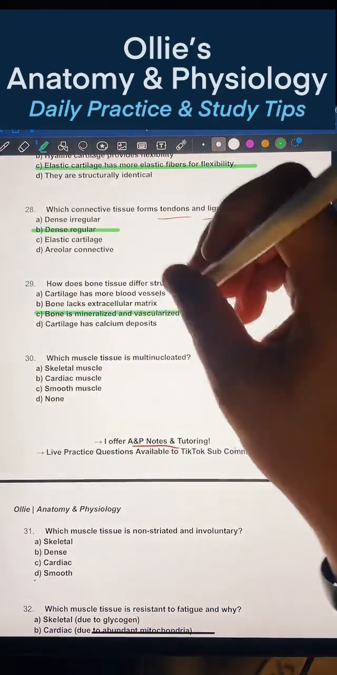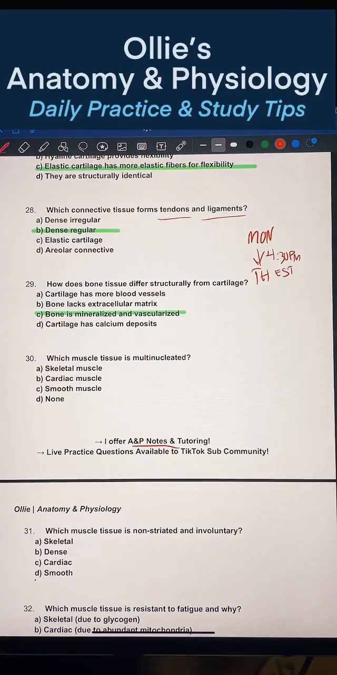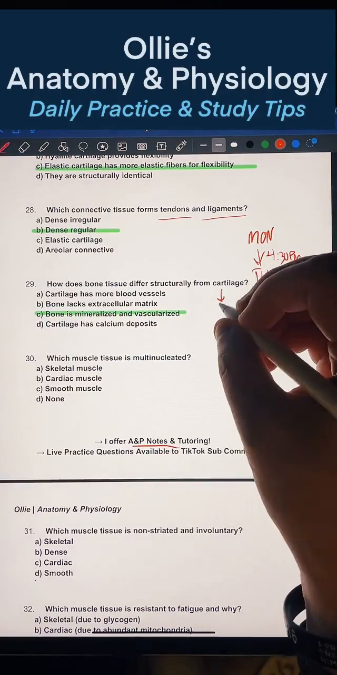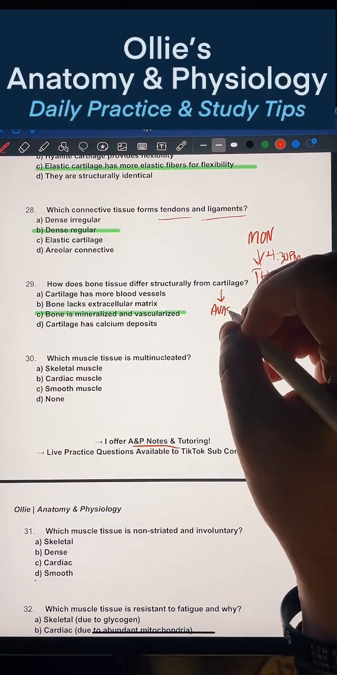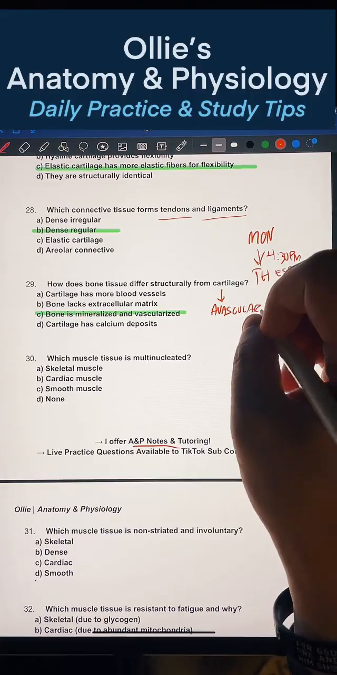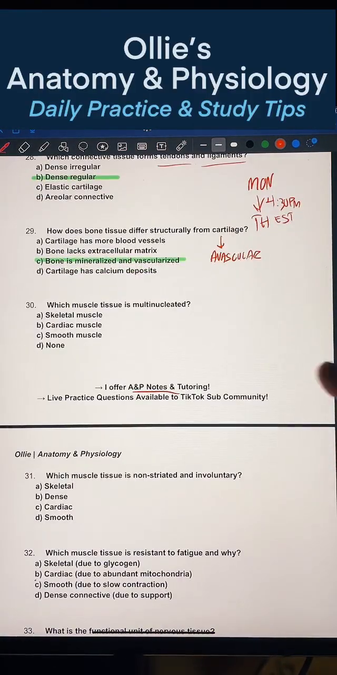Number 29, the answer is C. Bone is mineralized and vascularized. So bone contains calcium phosphate deposits and blood vessels. Cartilage is avascular. Number 30, which muscle tissue is multinucleated? A, B, C, or D? Which one is going to be multinucleated? Which means it has multiple nuclei.